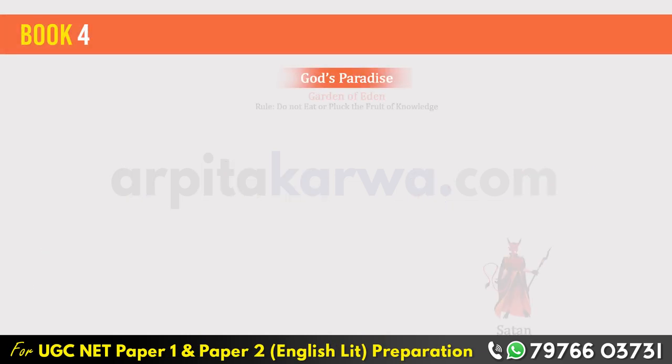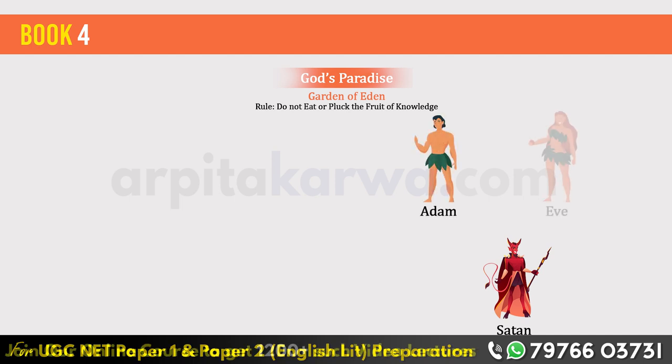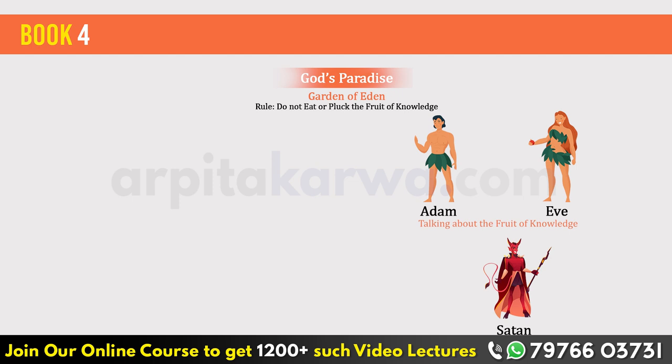Now friends, moving to the next book, number 4. In book number 4, Satan enters paradise. There he finds Adam and Eve, God's first humans. Then Satan becomes jealous of their happiness. He hears Adam telling Eve that they should not eat the fruit from the forbidden tree of knowledge.